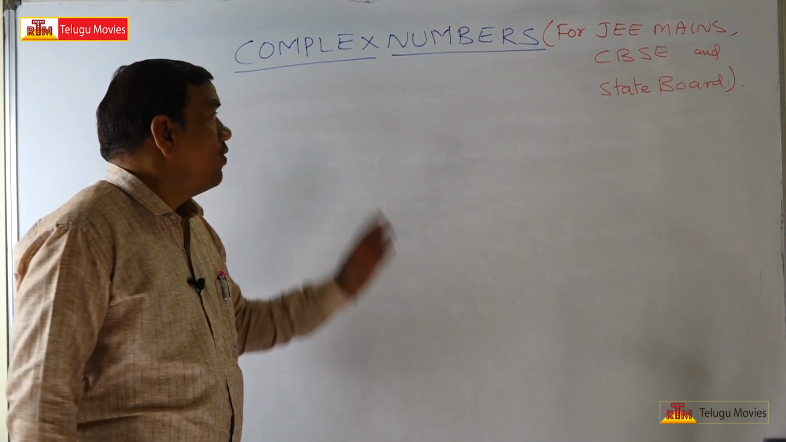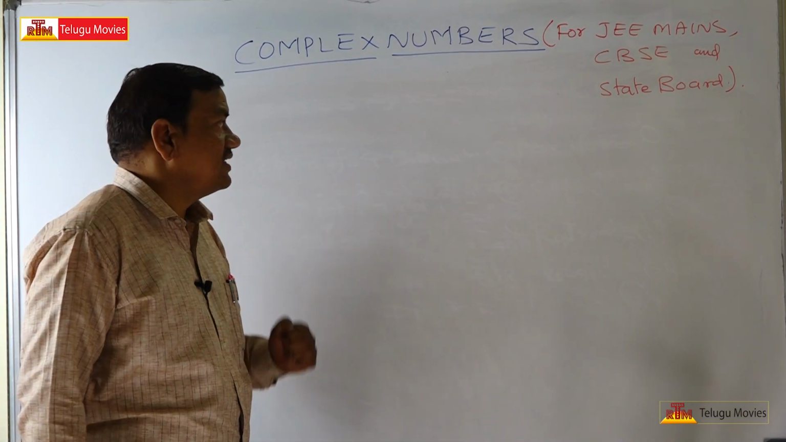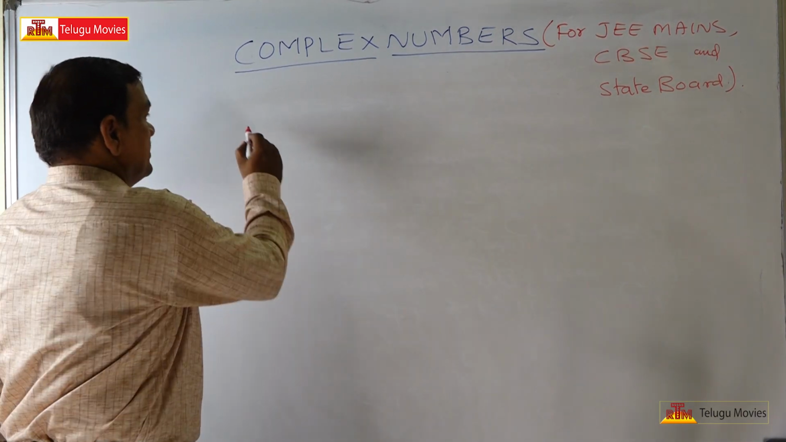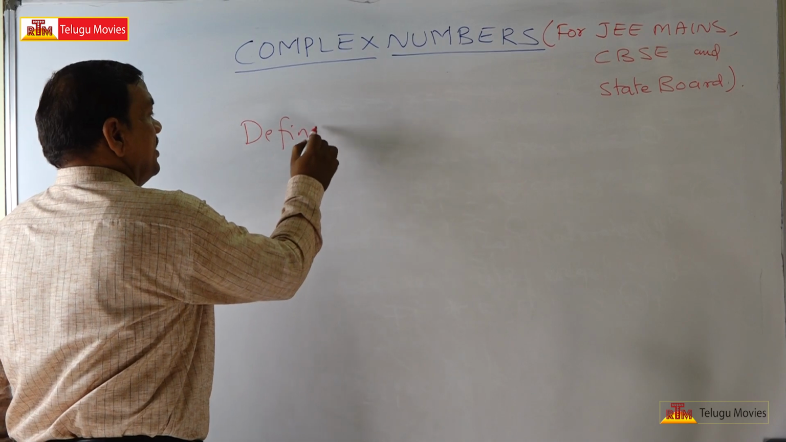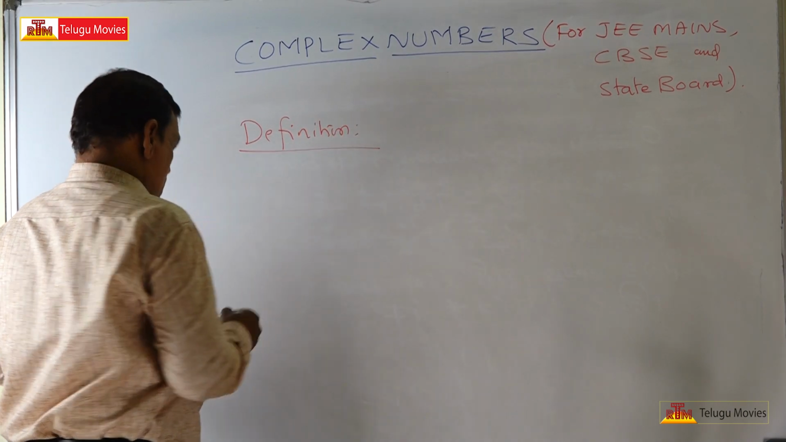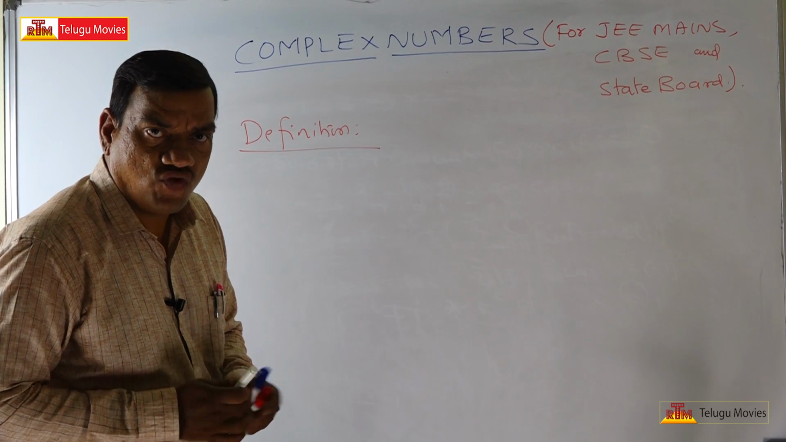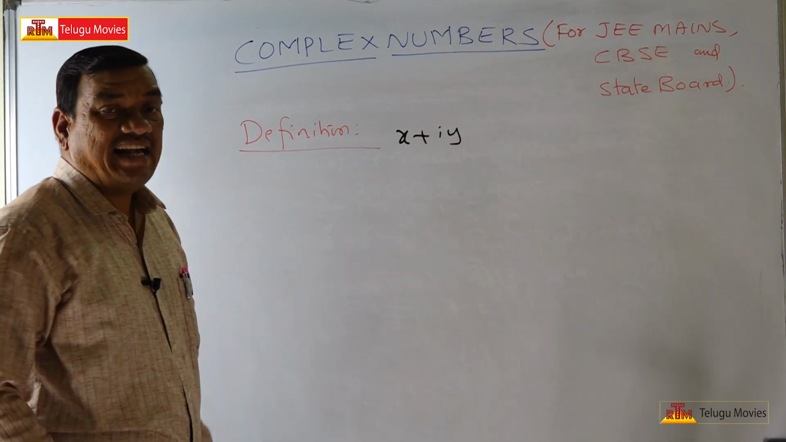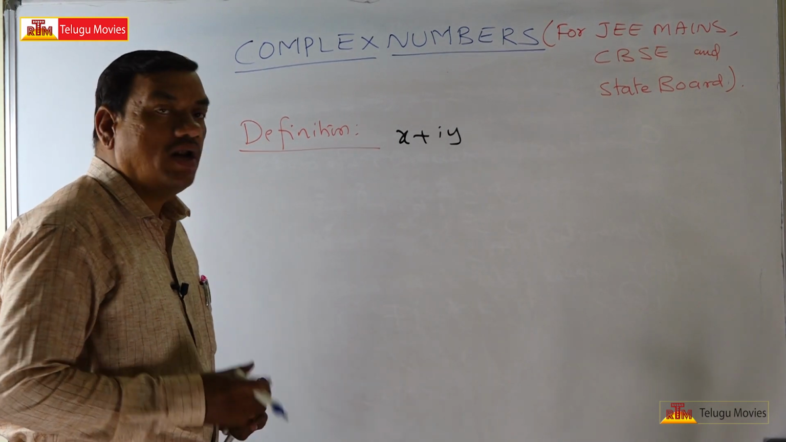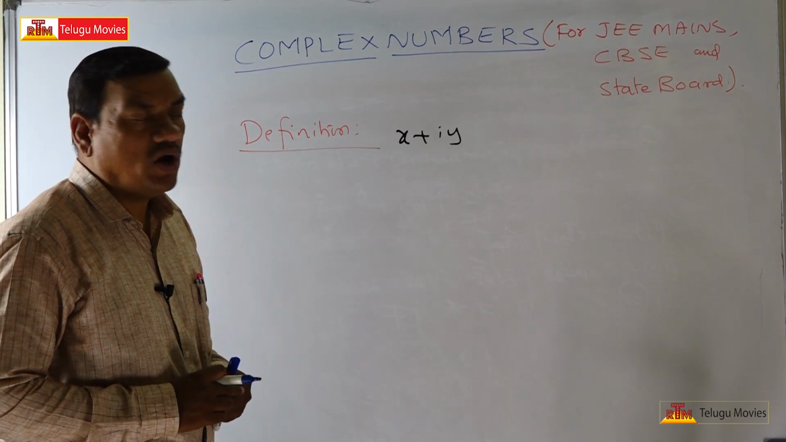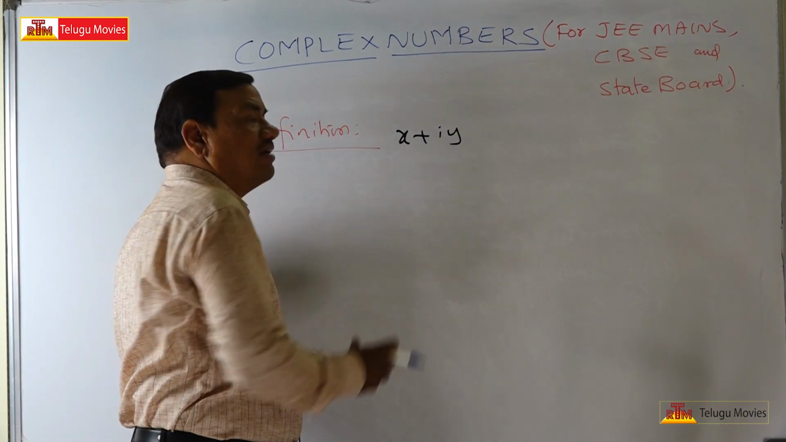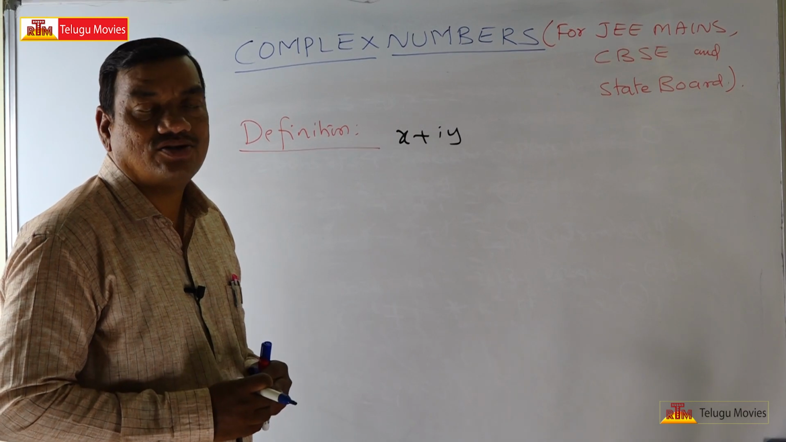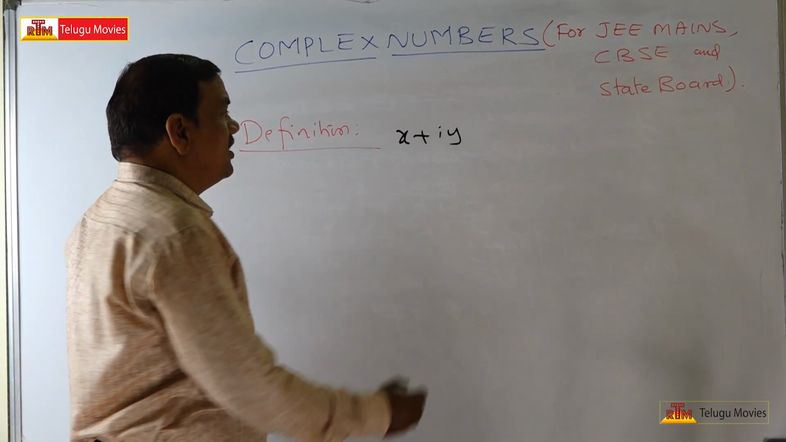Dear students, welcome back to the chapter complex numbers. Now we are going to define what a complex number is. Any number of the form x plus iy, x plus iota y, is called a complex number. Here the structure x plus iy is the structure, and that number is called a complex number.